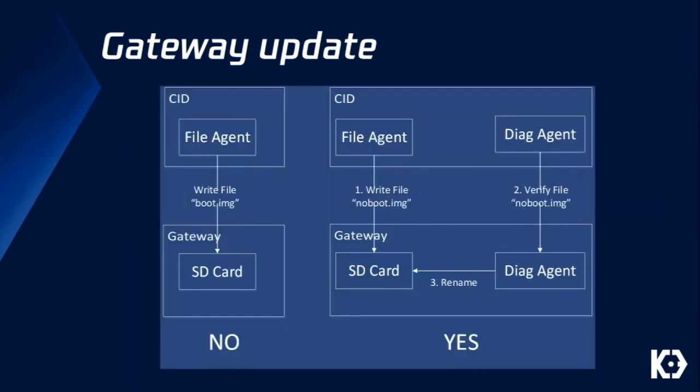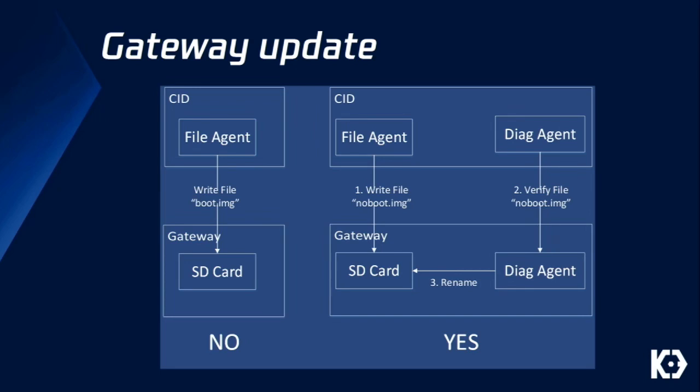So here is the general procedure. You cannot write a boot image directly to the SD card. Instead, the file agent should write a no boot image to the SD card. And second, the diagnostic agent on the CID will tell the gateway to check if the no boot image is correct. And the gateway, after checking that the no boot image is signed by Tesla, will rename no boot image to boot image.